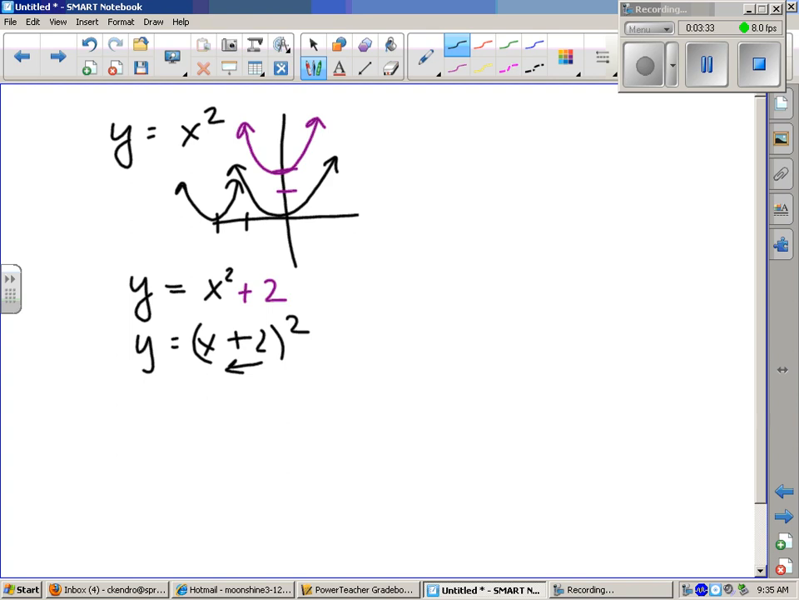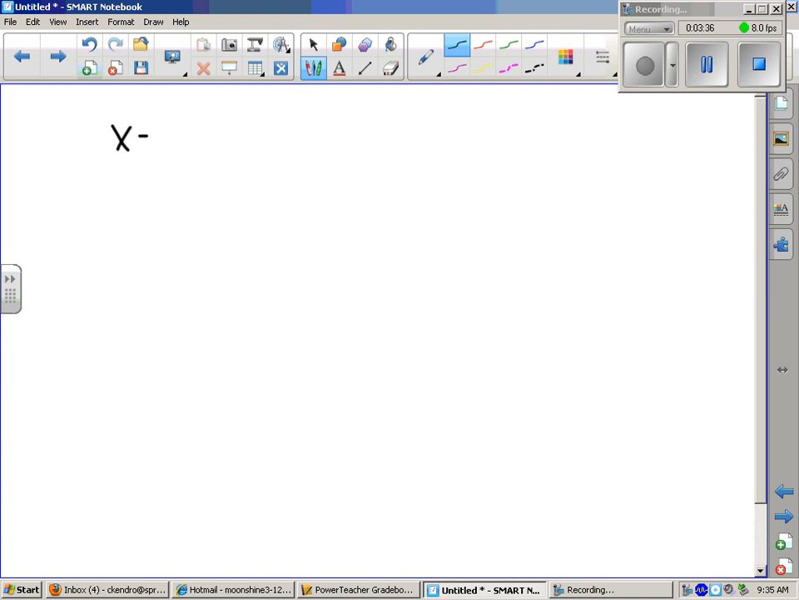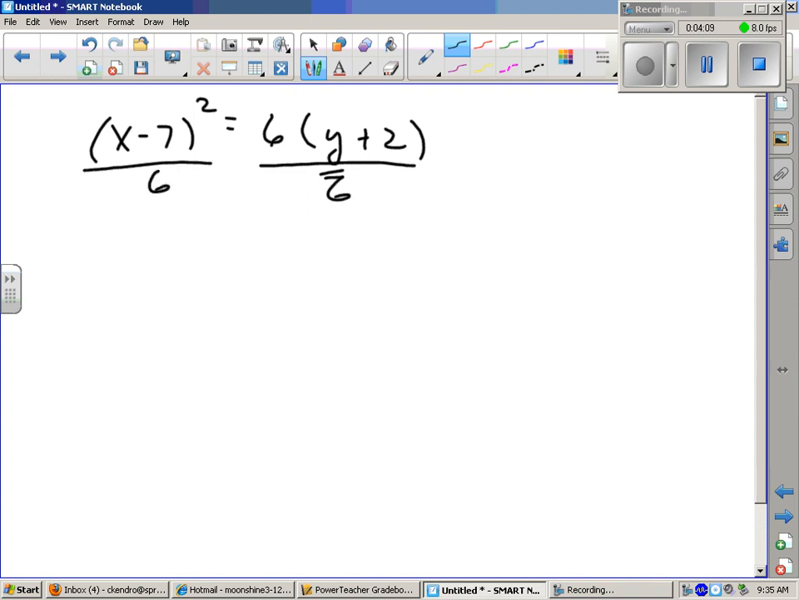All right, here is an example of what you might see on your assignment. (x minus 7) squared equals 6(y plus 2). And the directions are figure out the center or the vertex and maybe draw it. So let's do that. Now the vertex is your (h, k), but the y has to be alone. So I need to get the 6 and the 2 away from the y. So the first thing I'm going to do is divide both sides by 6.